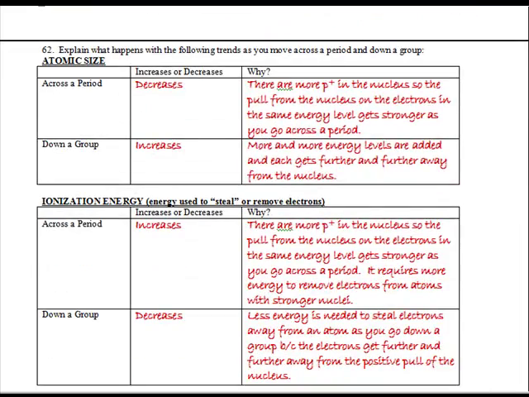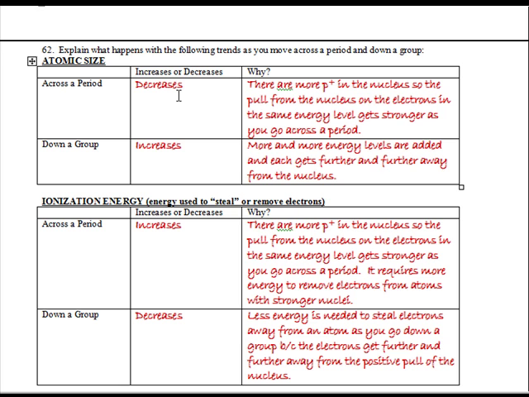Next question. This is asking you to summarize what's going on with all these different trends. The first one is atomic size. How big is the atom? As we go across a period, imagine going across period 2, from lithium all the way over to neon, it's going to get smaller.